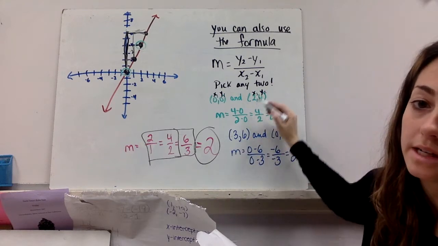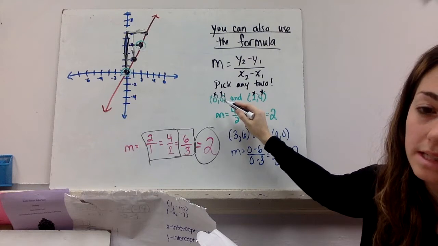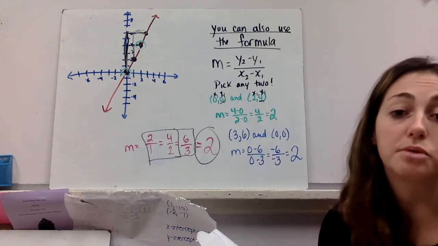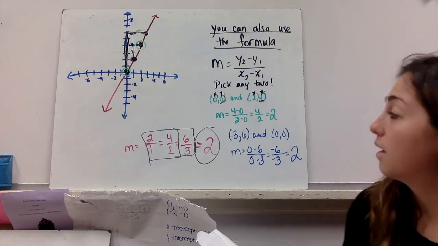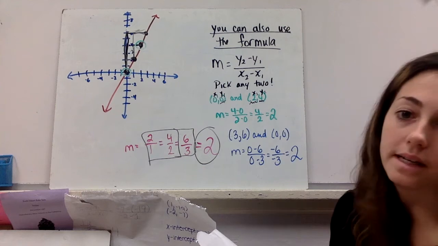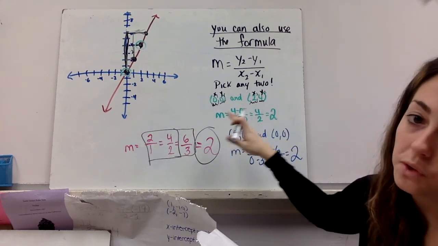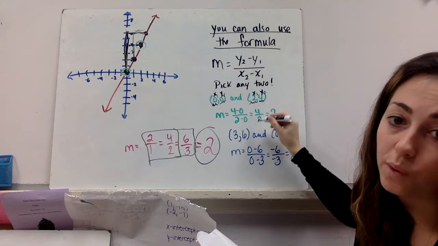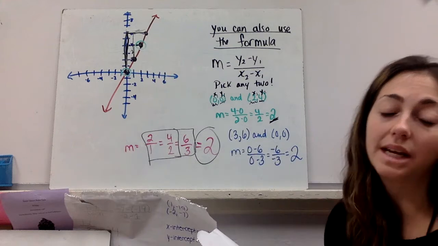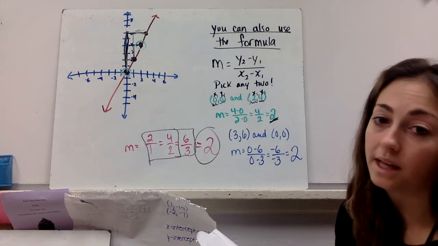So what I'm doing here is 4 goes in for y2 minus 0, which is my y1. So 4 minus 0. I'm subtracting my y values. Over, then x2 is 2 and x1 is 0. 2 minus 0 is 2. And 4 divided by 2 is, hey, 2. Same slope. It is that line. It should be. And then I just wanted to show you one last time.